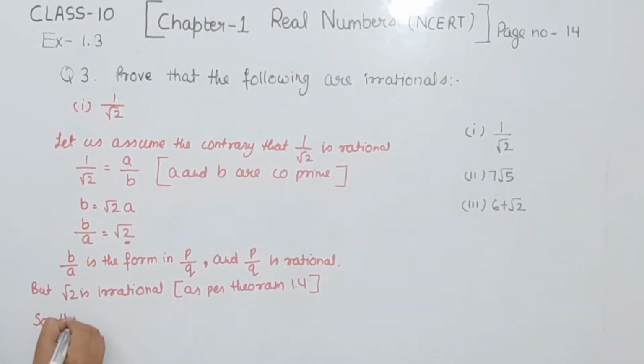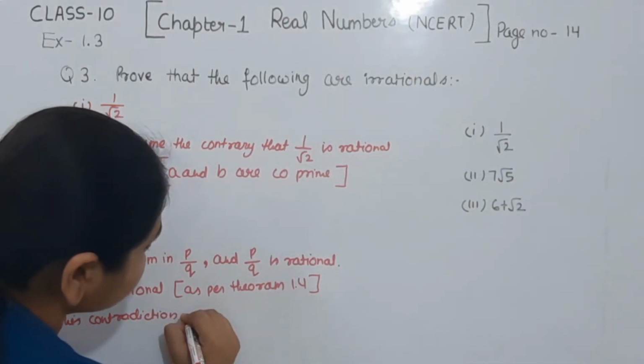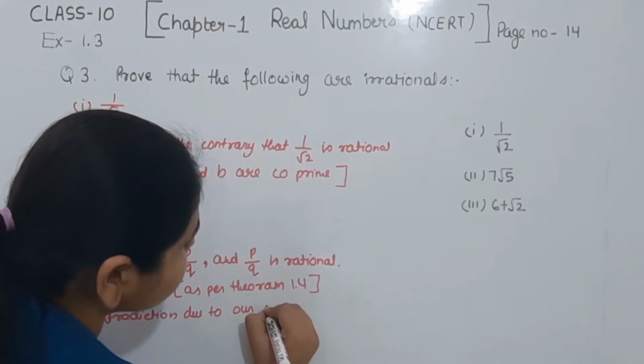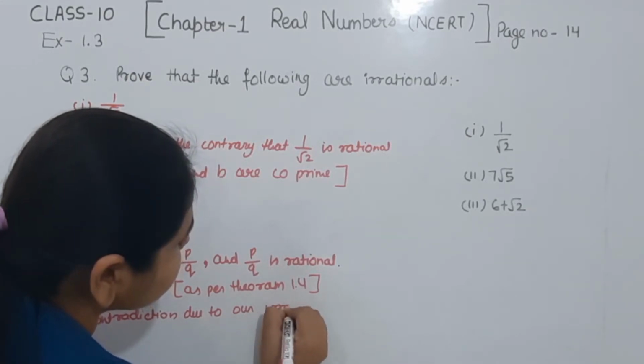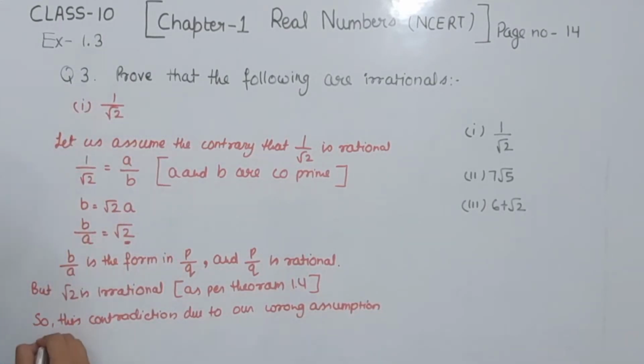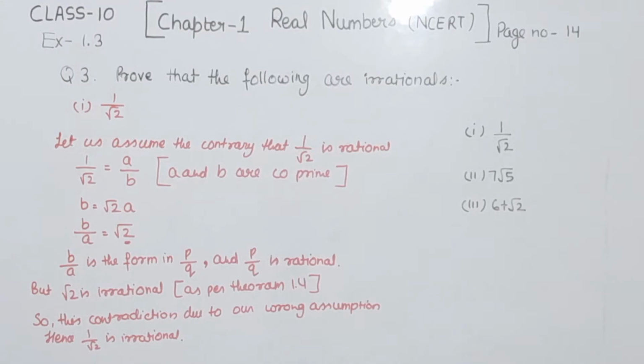So this contradiction is due to our wrong assumption. Hence 1 by root 2 is irrational. This is part 1, where we had to prove that 1 by root 2 is irrational, and we have proved it.